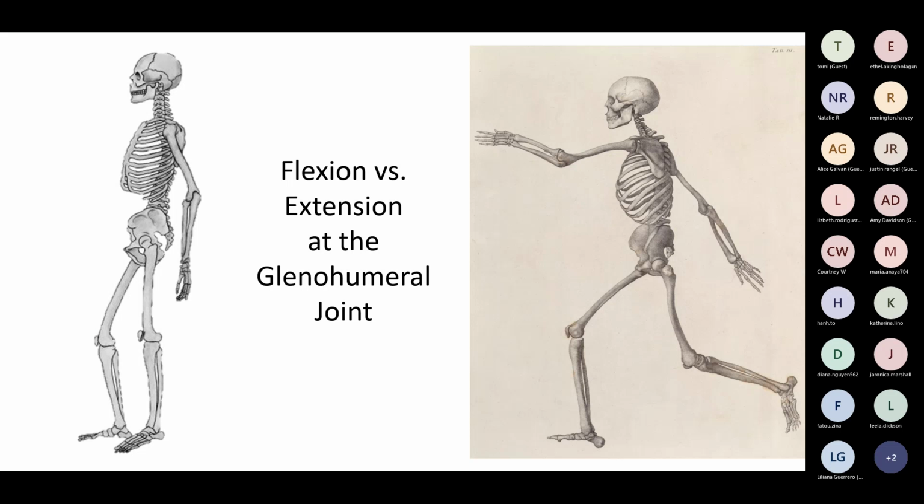So remember that the glenohumeral joint is the shoulder joint. It gets its name because of the glenoid cavity that's at the side of the scapula, and the humerus going into that joint. When we're at the glenohumeral joint, just like at the coxal joint, we do flexion and extension, and we do abduction and adduction. So two sets of movements we're going to talk about here.